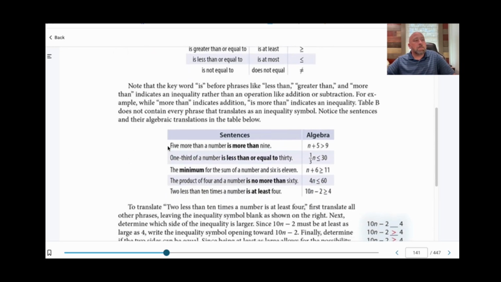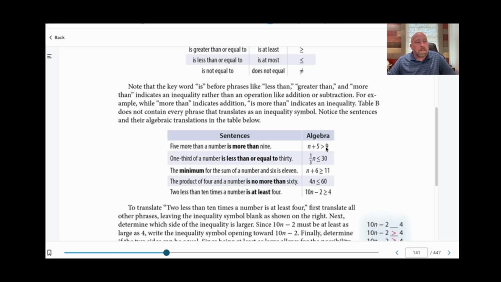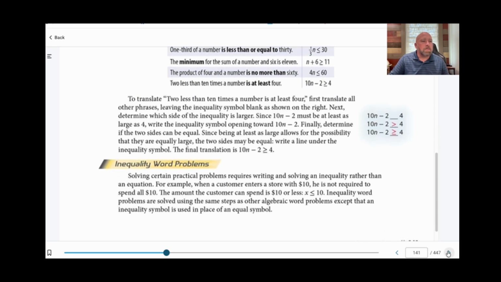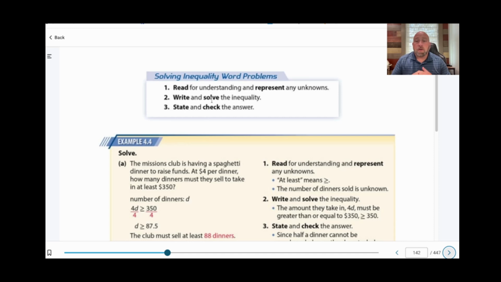If the sentence says something like "5 more than a number is more than 9," then 5 more than a number means the number plus 5, and "is more than" means greater than 9. This is how you do it. Another one: "1/3 of a number is less than or equal to 30," so 1/3 of n is less than or equal to 30. You can look through those other ones there, but let's skip over to the next page, 142. Again, it's really the same process, except now we're using the inequality instead of the equal sign. Same thing, just a tiny bit different.